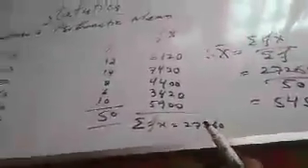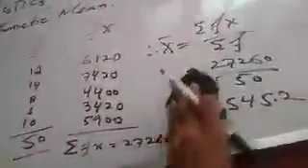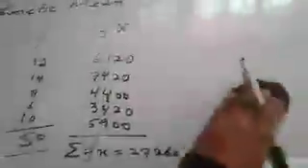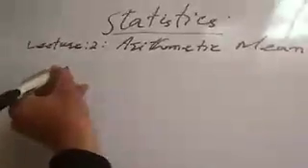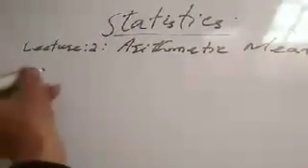And now we have to use shortcut method. How to find arithmetic mean using shortcut method. But before going for that, we will discuss a property of arithmetic mean. And that property I will explain using an example.